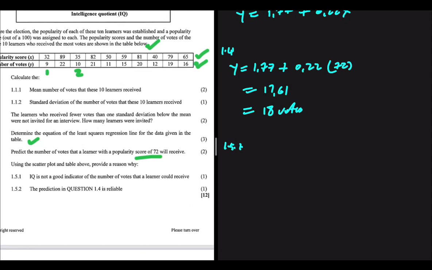Why is the prediction in 1.4 reliable? Well, in 1.4, we are using the popularity score to determine the number of votes that a person is going to get. That is because we have a very high correlation. You can use shift 1 and go to 5 for regression and press the option that gives you the correlation coefficient. In this case, it is going to be 0.98. A very high correlation will lead to a reliable prediction.